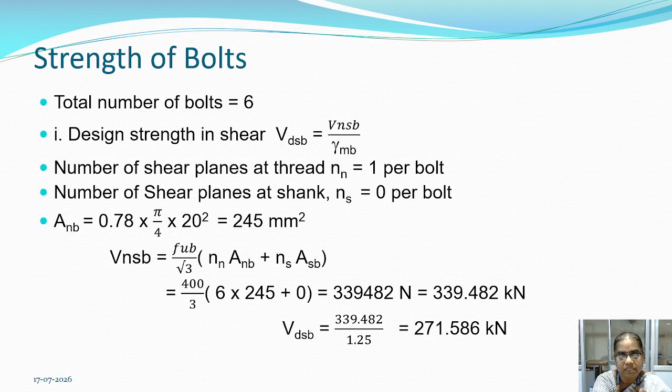Now the design strength in shear is Vnsb divided by gamma mb. Therefore that value reduces to 271.586 kilonewton.